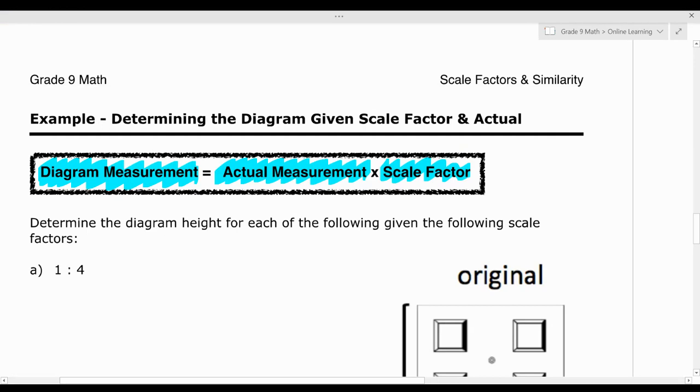Okay, and again, how about I add in here? Usually you want the scale factor as a fraction or as a decimal.